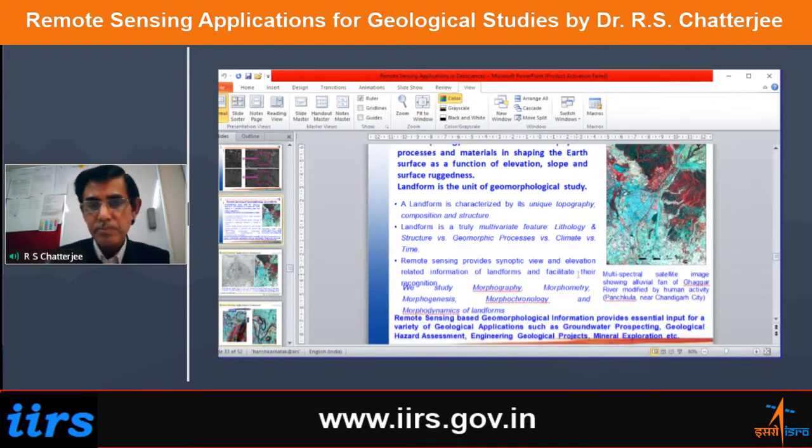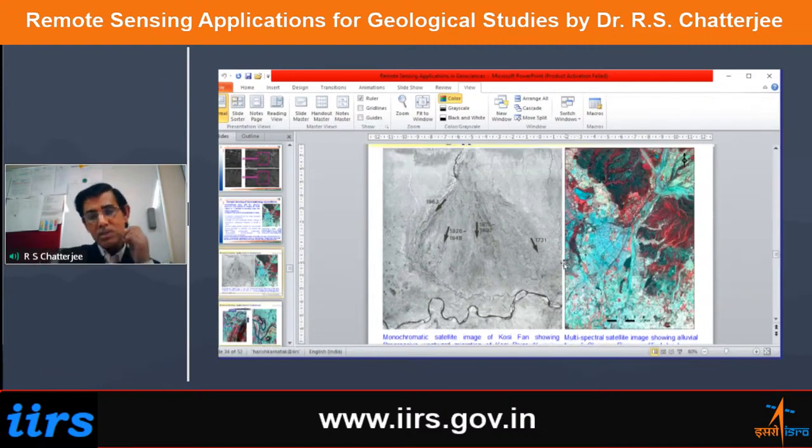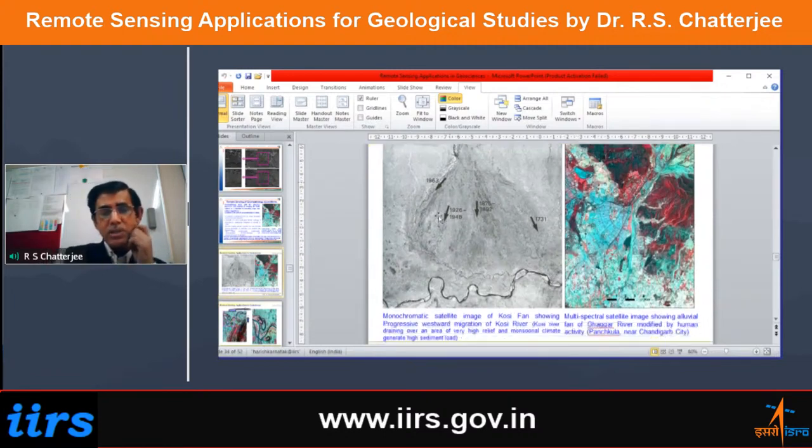Okay. Now you see some important landforms I will show you. You see this, what is that? This is a monochromatic image of the Kosi fan. And you see the Kosi river, sometimes it was flowing here, sometimes it was flowing here, sometimes it was flowing here, sometimes it is flowing here. It is highly unpredictable. And why is it highly unpredictable? Because here the discharge is very much varying, and here the high relief and this high sediment load lead to the unpredictability of this Kosi river.